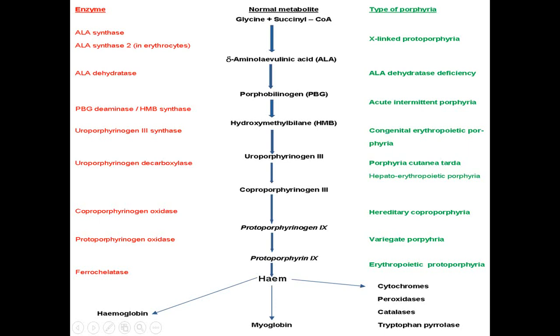You have to go through each and every step, especially learn the rate limiting step and the coenzyme or cofactor which are regulating these steps, and the specific porphyria which is occurring at the deficiency of each enzyme.